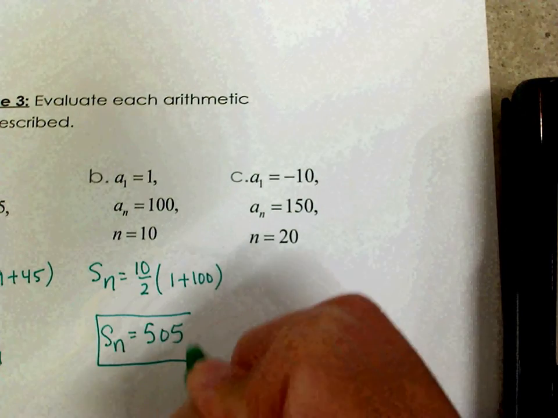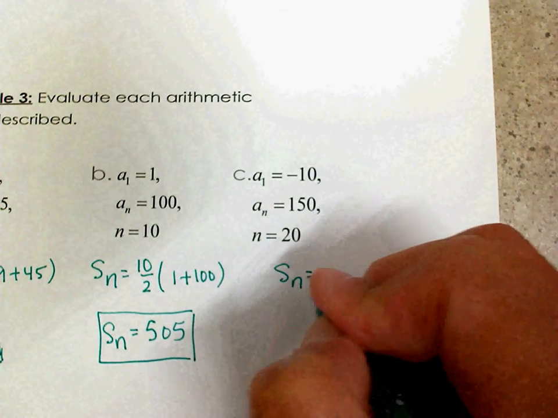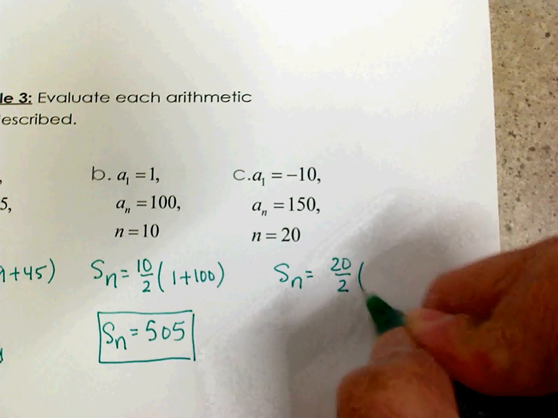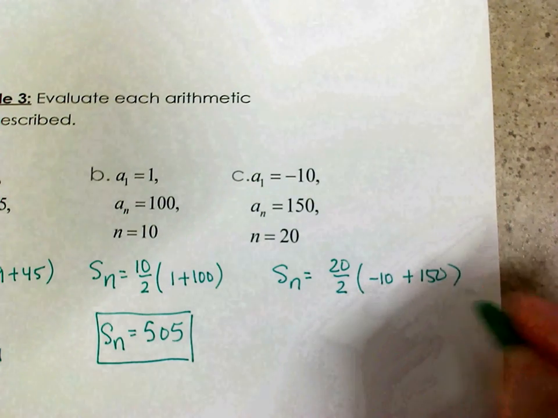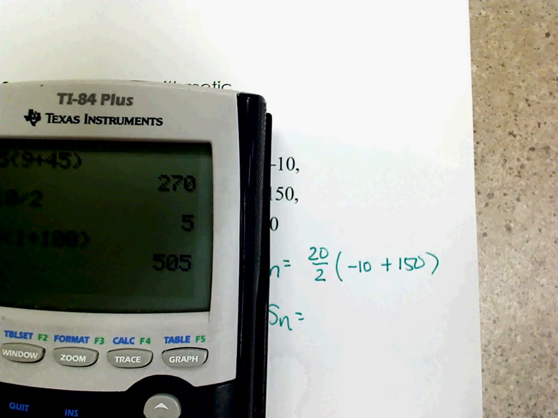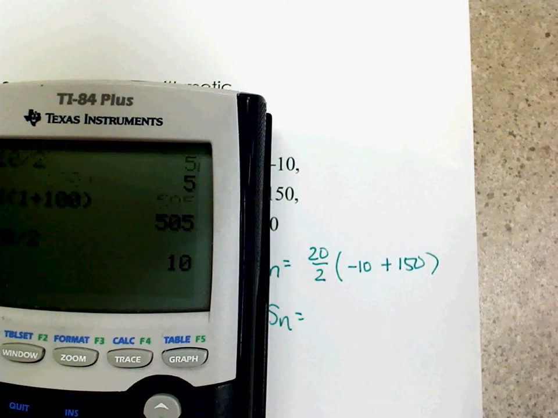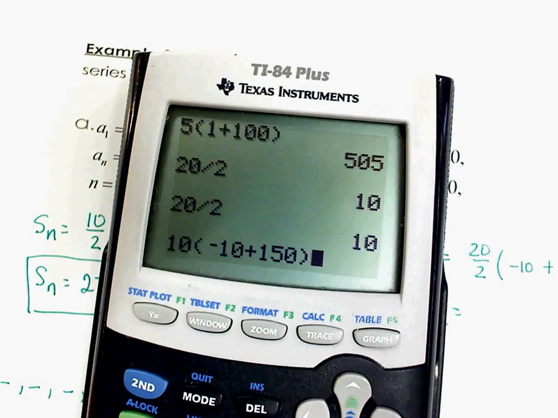All right. Let's look at C. S sub n equals 20 divided by 2. N divided by 2. First term is negative 10. Last term is 150. So 20 divided by 2, okay, times, this calculator doesn't type the one before it, kind of weird, negative 10 plus 150, just like that, 1,400.